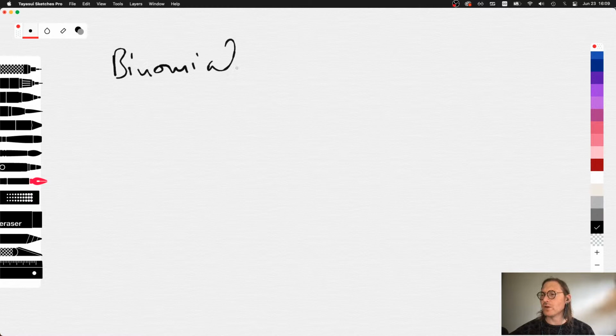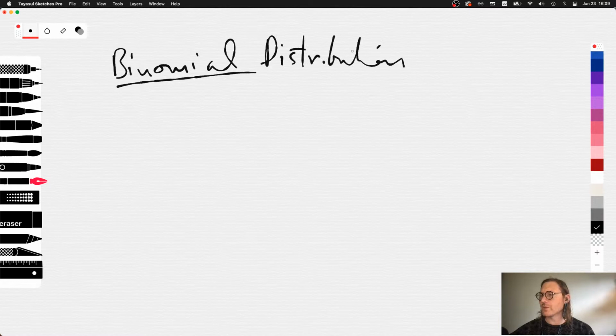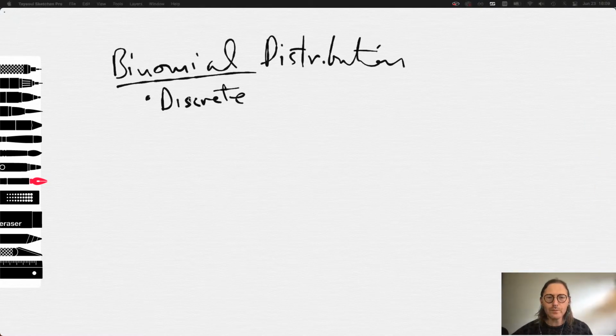So we've got binomial. I'll say explicitly this is the binomial distribution. It's a discrete distribution. What do we mean by discrete? Let's just consider the values in it are countable, and we'll see why that is in a second.